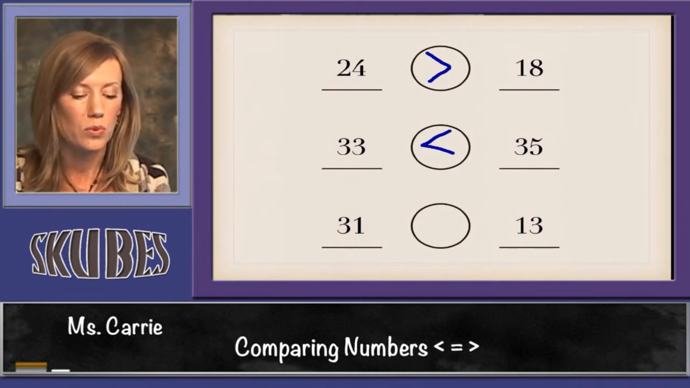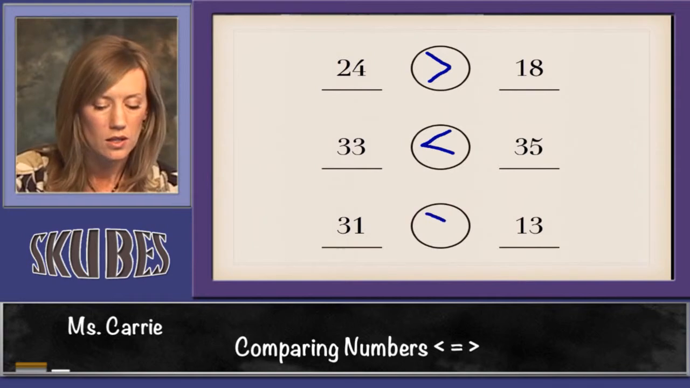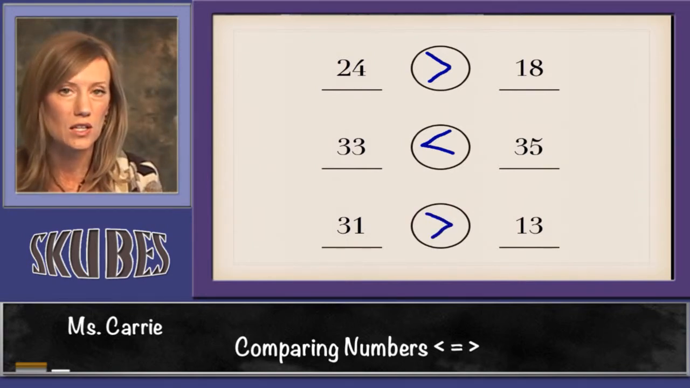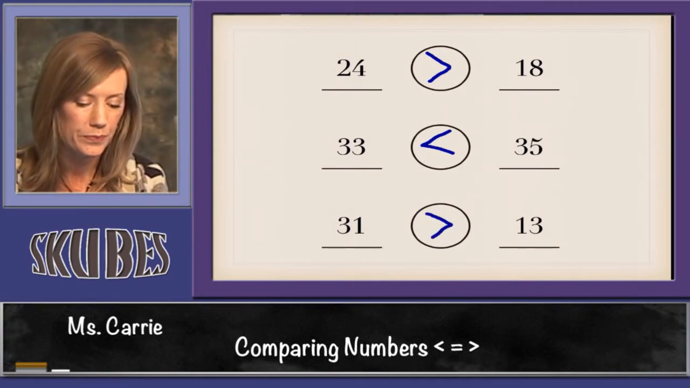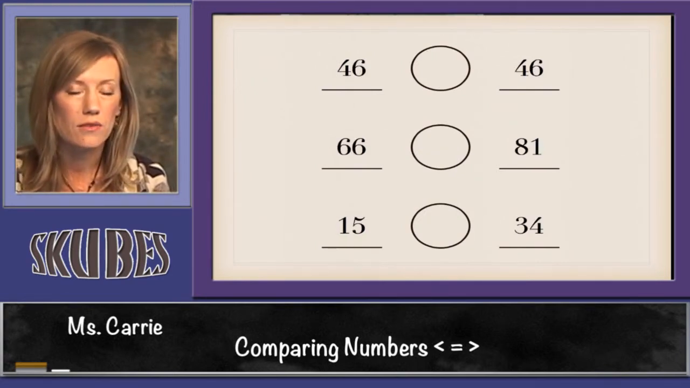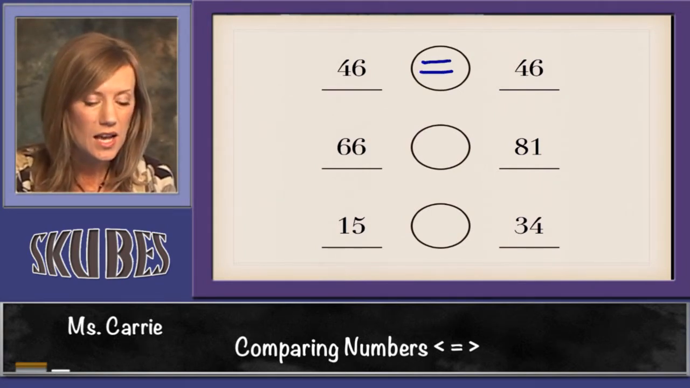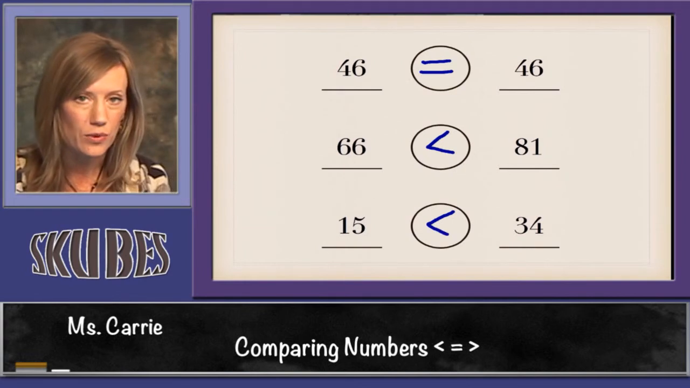This last one, we're comparing 31 and 13. Well, we know that 31 is greater than 13, so it would look like that. Let's try some more. 46 on one side and 46 on the other means they're equal to one another. 66 is less than 81, and 15 is less than 34.